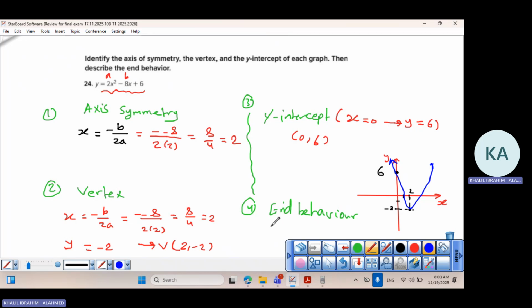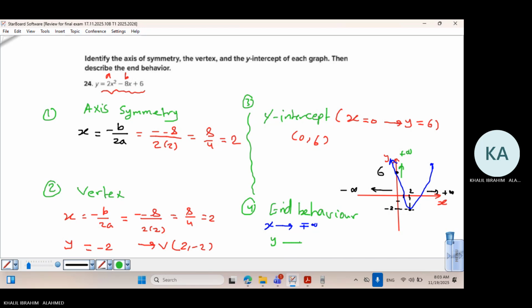End behavior, yes. I think when x goes to positive or negative infinity, look here, positive or negative. This is negative infinity. This is positive infinity. Where is the graph? It goes up, positive infinity. Then we can write here, as you see, y approaches positive infinity. This is the end behavior.